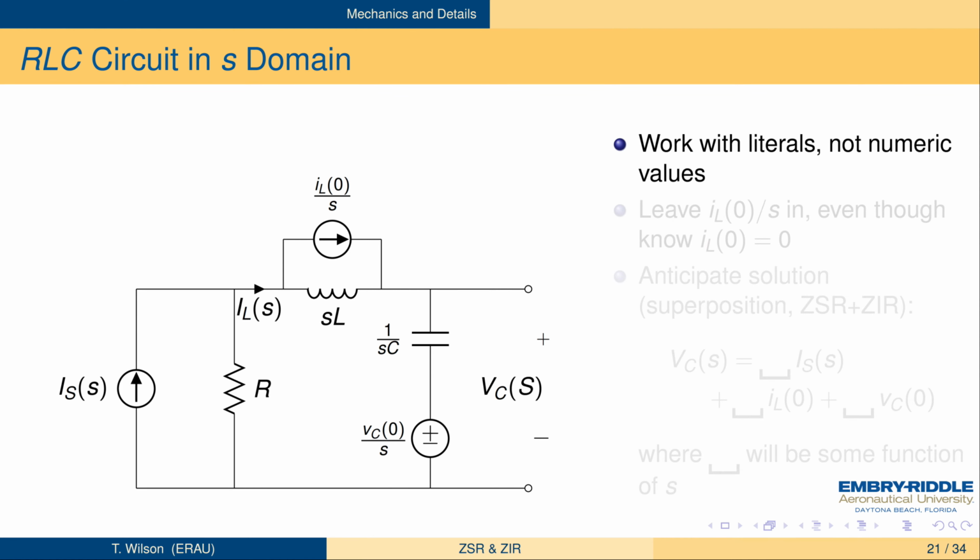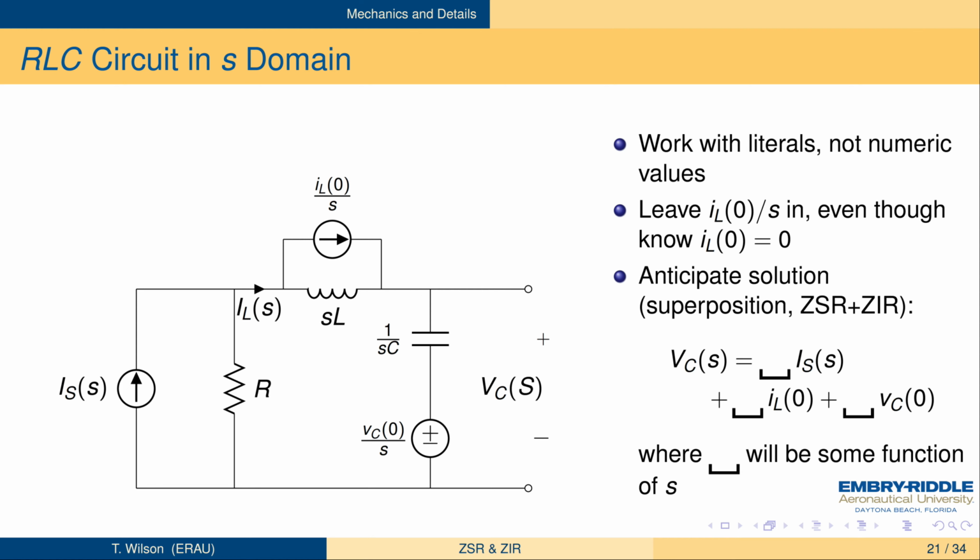We work with literals because we want to be able to check our work and see where we make mistakes and ensure that things work out consistently dimensionally. As we go through this problem, we're going to leave IL of 0 over S in. We know IL of 0 is 0 already. We could drop it out and make things a little easier, but when you're getting started with this, it's good to see how these work out. You want to see how it carries through, and there are some things we'll see that are valuable to have IL of 0 there.